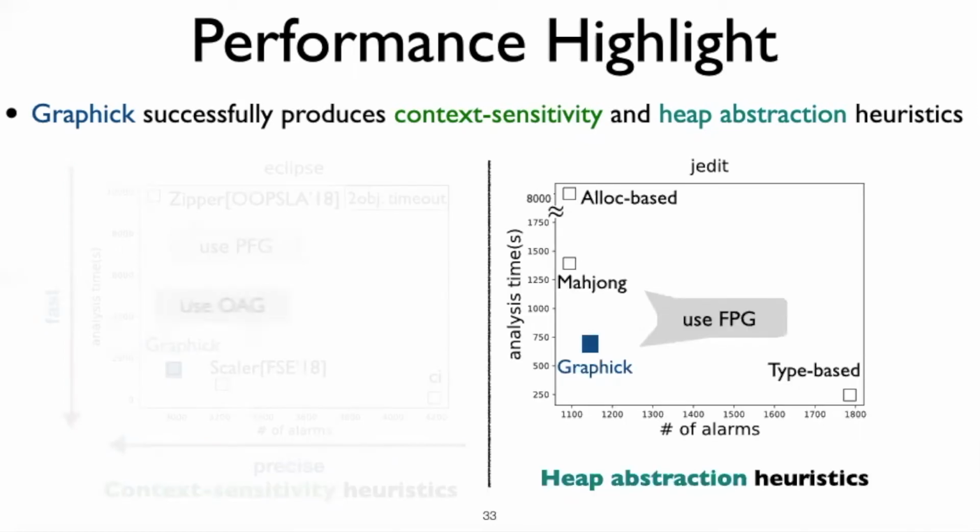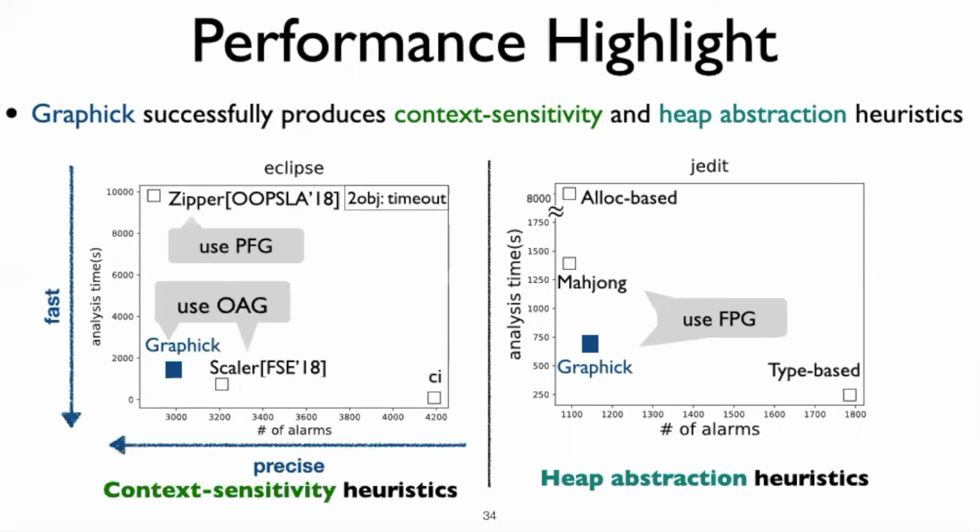To show the generality, we also used Graphick to generate a heap abstraction heuristic from the field points-to graph that the state-of-the-art heuristic Mahjong uses. For both instances and graphs, Graphick automatically generates competitive heuristics, which are both precise and scalable. Now I will explain the details.